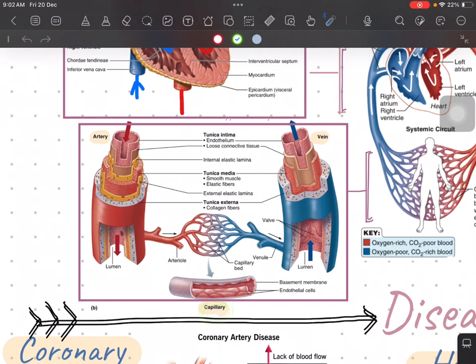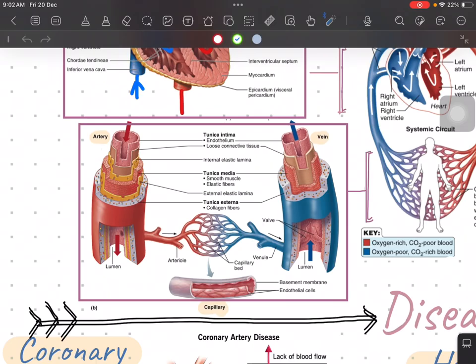So we talk about artery and vein. Artery and vein have similarities, which is tunica intima, which consists of endothelium, loose connective tissue. But artery has internal elastic lamina, and vein does not have internal elastic lamina. And both blood vessels also have tunica media, which is smooth muscle and elastic fibers.